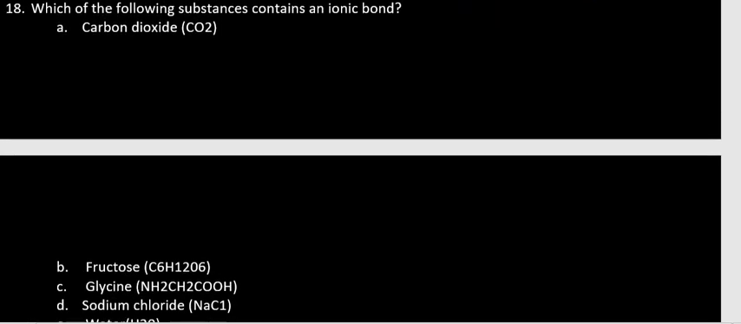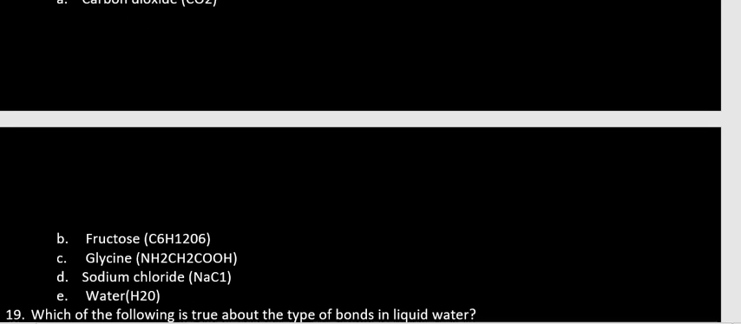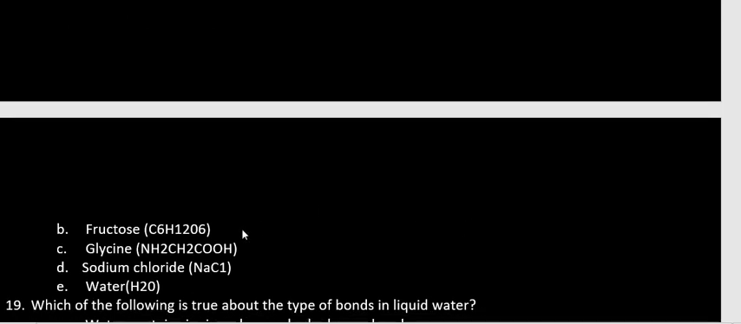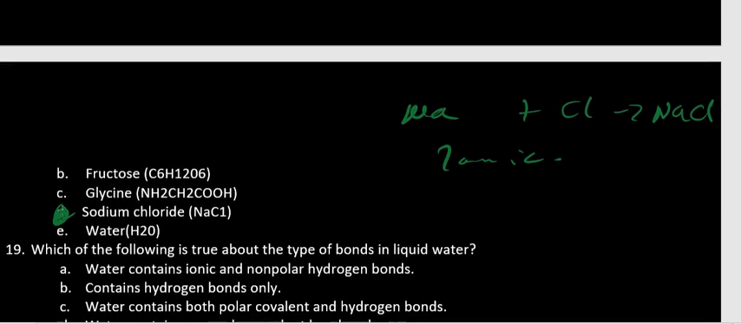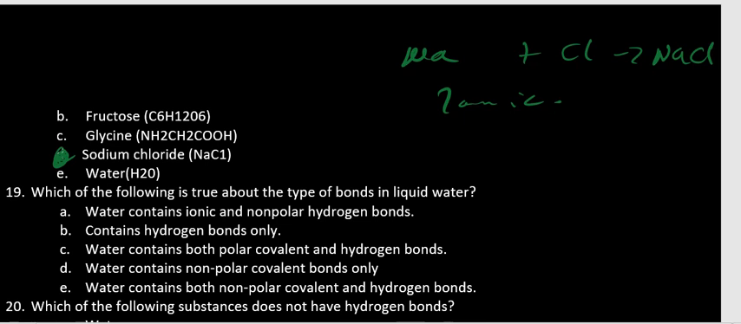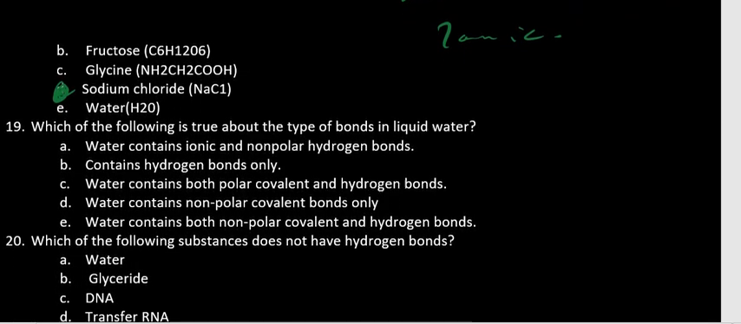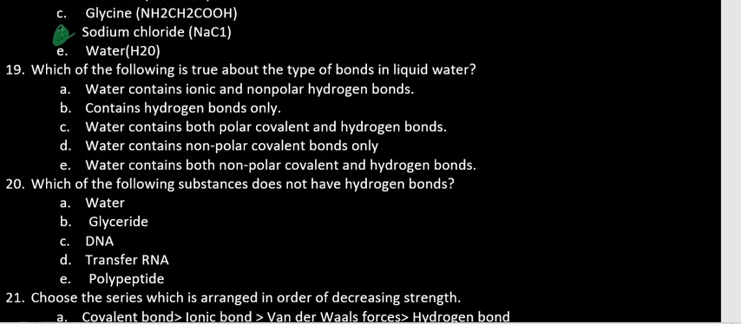Which of the following substances contains an ionic bond? Oh, I have already explained this one, which is just sodium chloride. So sodium plus chlorine, they form sodium chloride, which is ionic. Okay. All right, so please make sure that you know that. Sodium chloride is just common salt.